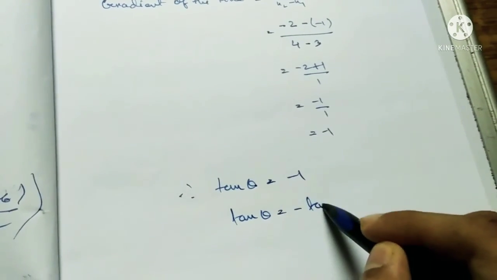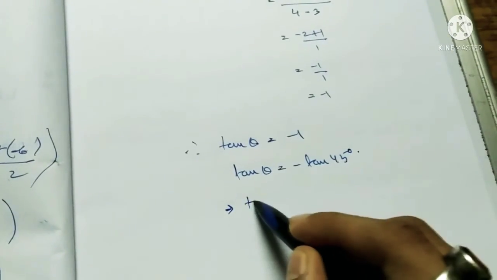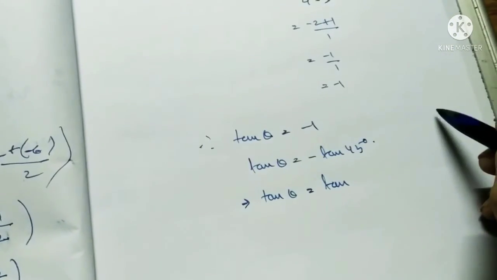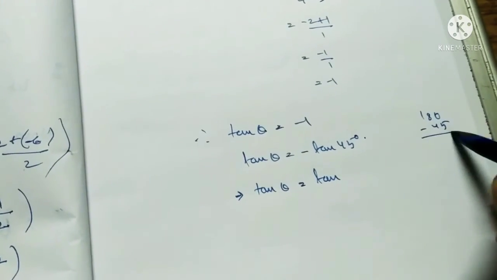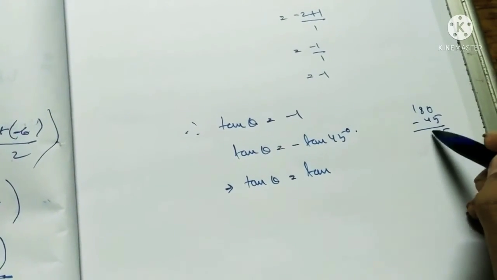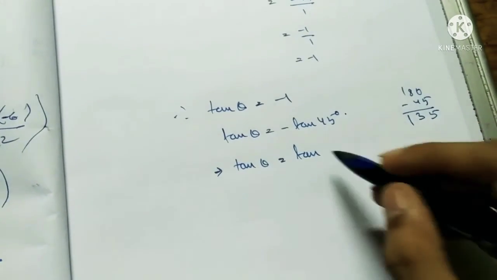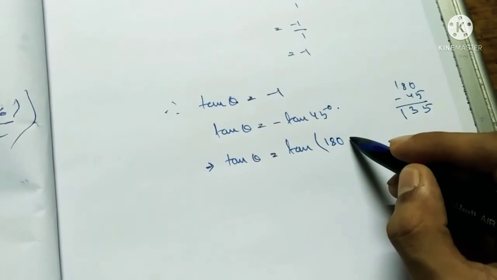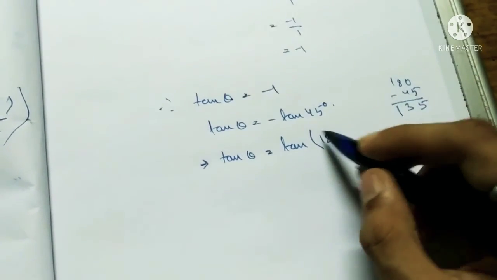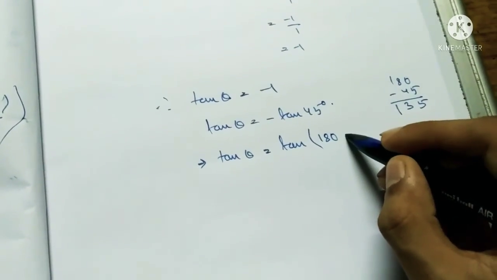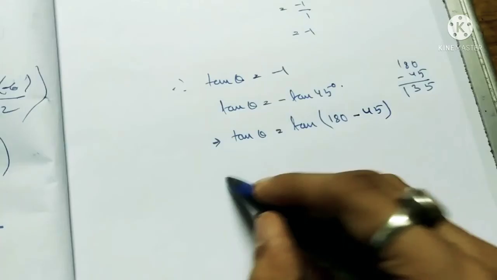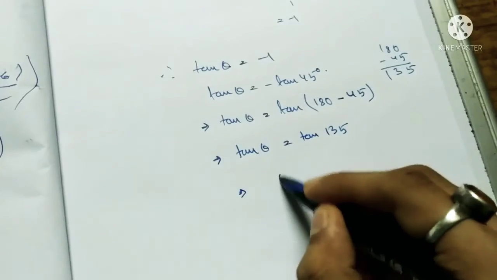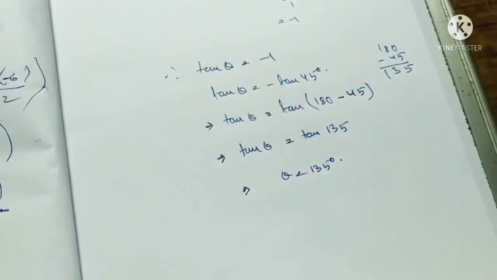Tan theta is equal to minus tan 45 degree. So tan theta is equal to tan of 180 minus 45. So tan theta is equal to tan 135. So theta is equal to 135 degree.